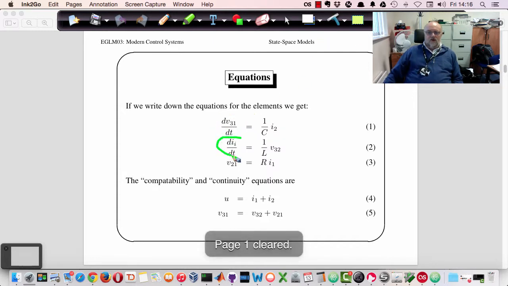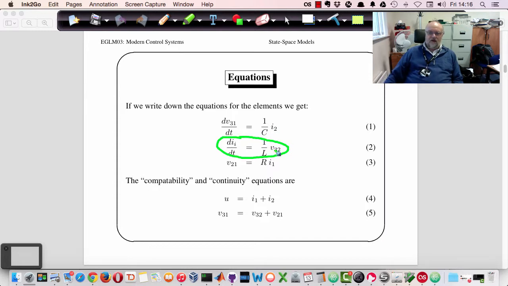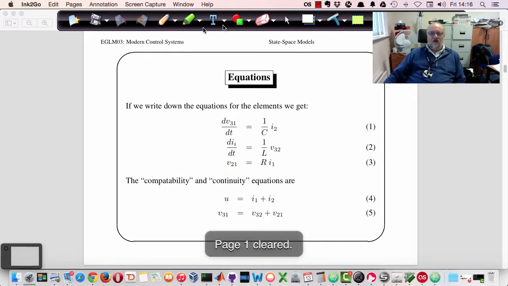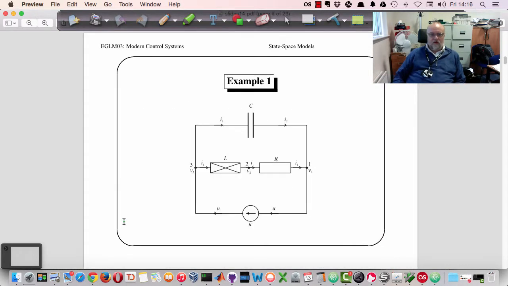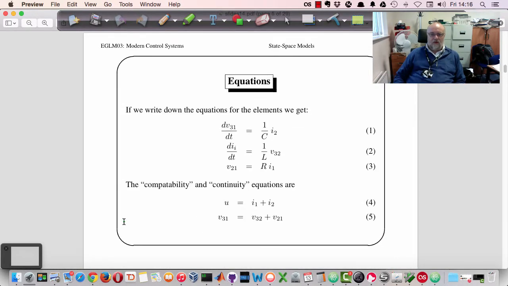Then we've got another equation due to the voltage across the inductor, which is given by V equals L di by dt. And we have a further equation which is the voltage across the resistor, which is just R times the current through the resistor. So those are fairly straightforward, and if you're not sure about the equations, just go back to the previous slide, and you'll see how those equations come about.